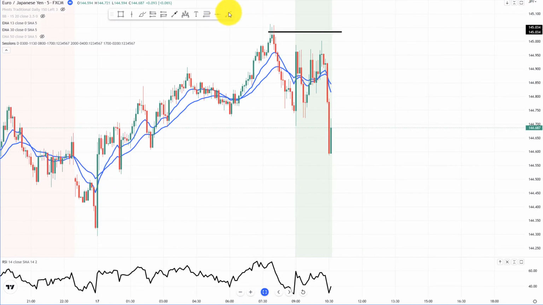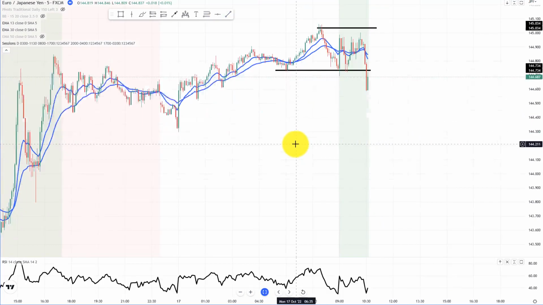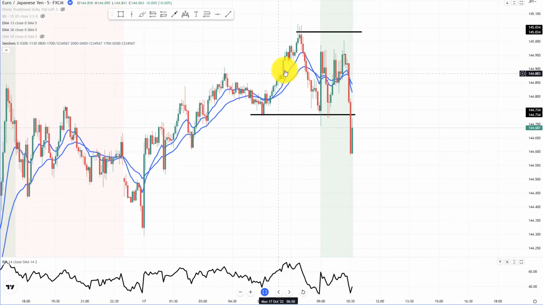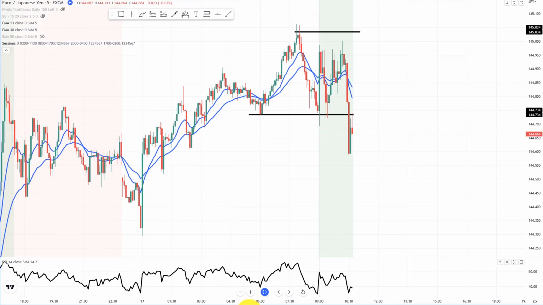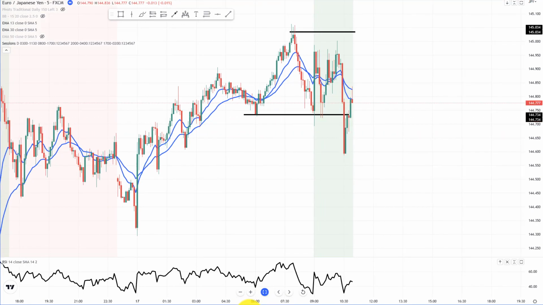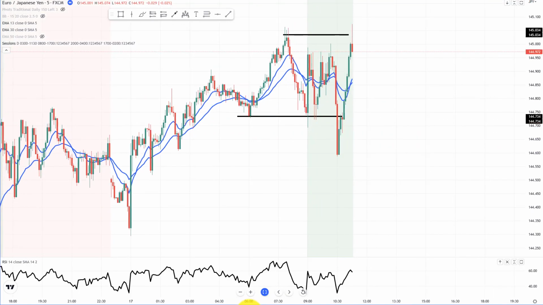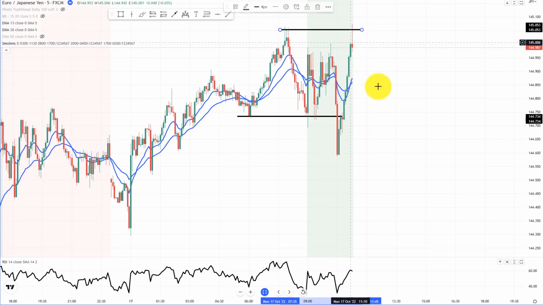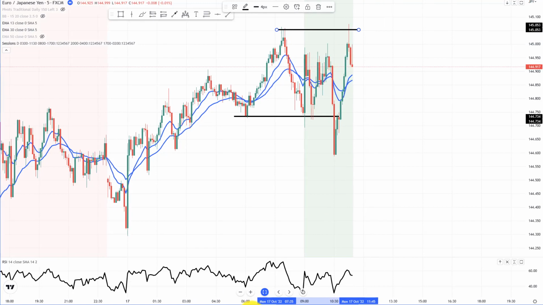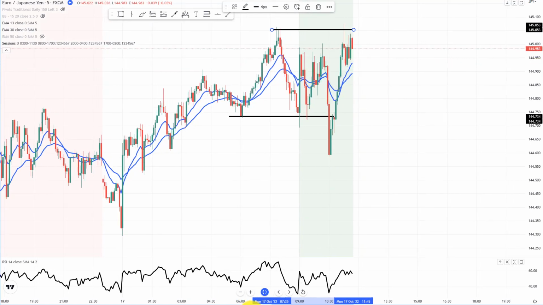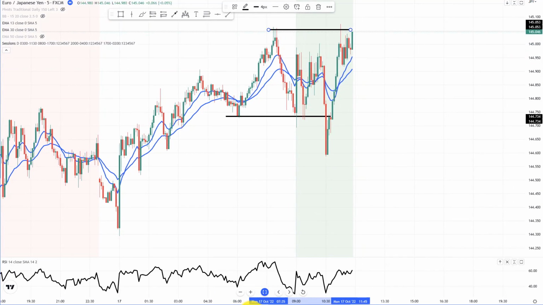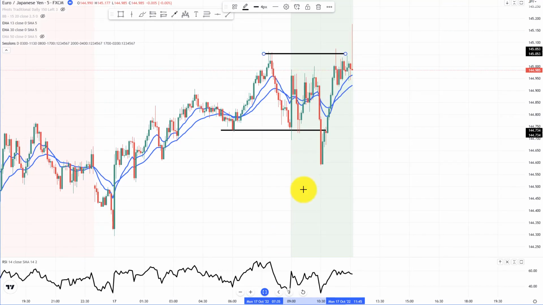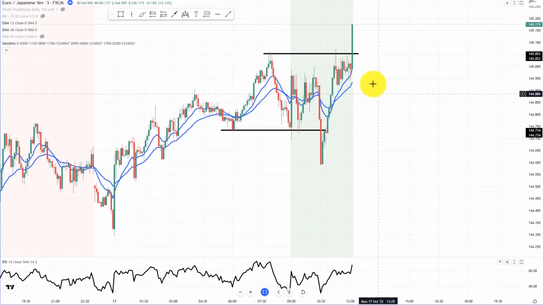Would I like to trade a short? I don't think we have enough. I don't want to go against the Asian session. Yeah, that looks much better. We don't get the close yet, or the breakout. Now we have the breakout.